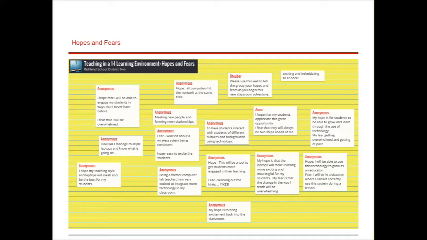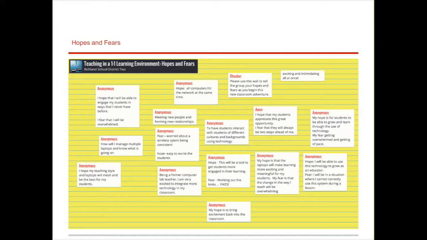We saw that our staff lacked confidence in using the technology effectively. They were worried that students would know more than they did, and they were worried that our wireless infrastructure would be inconsistent or unreliable. We looked at our staff's hopes, and we found some really promising comments. There was a common goal of increasing communication and collaboration opportunities for staff, students, and parents.